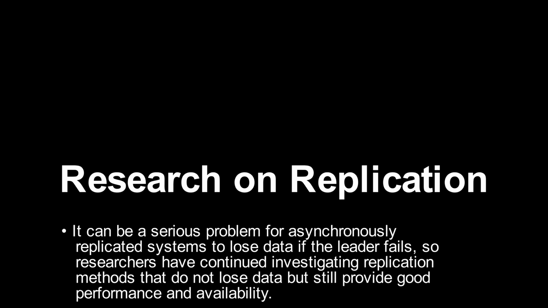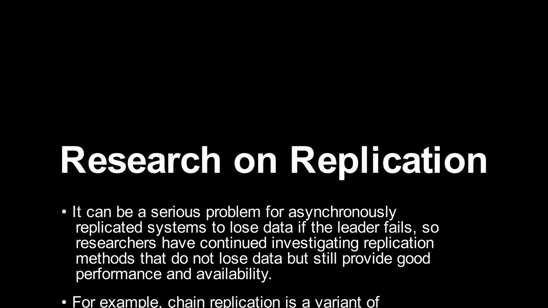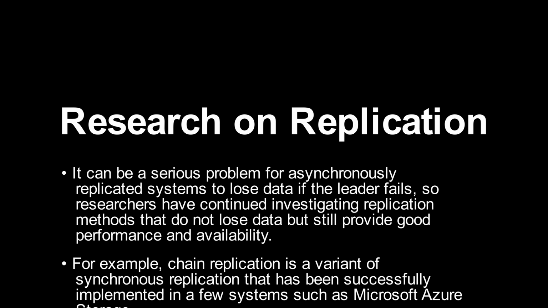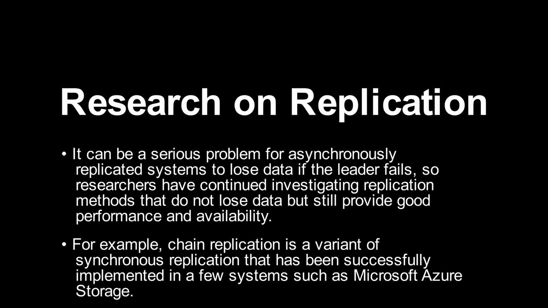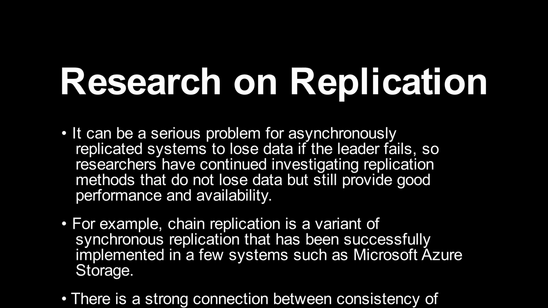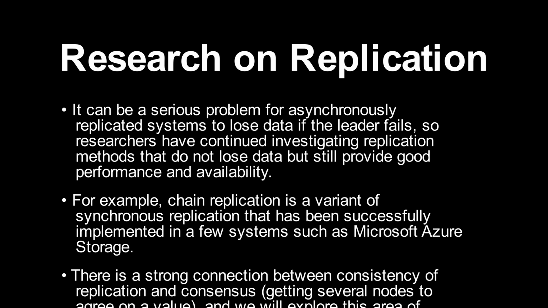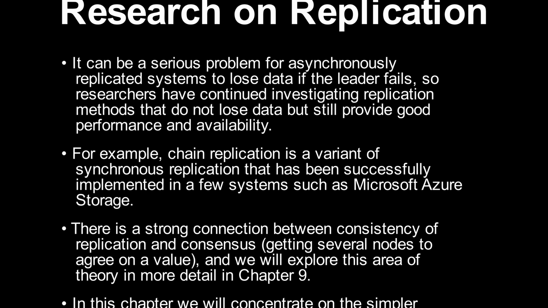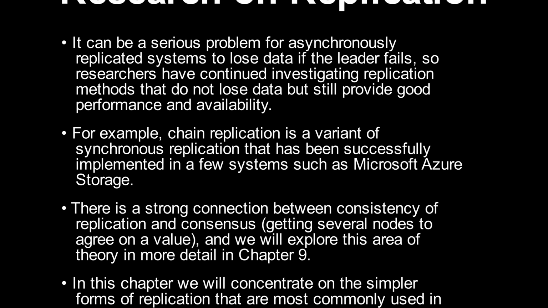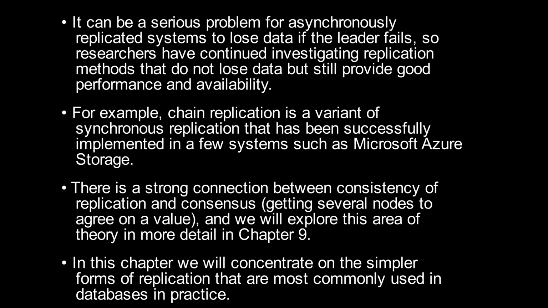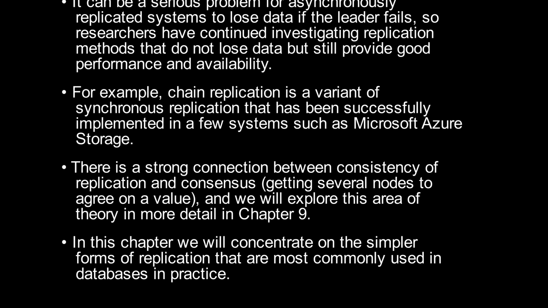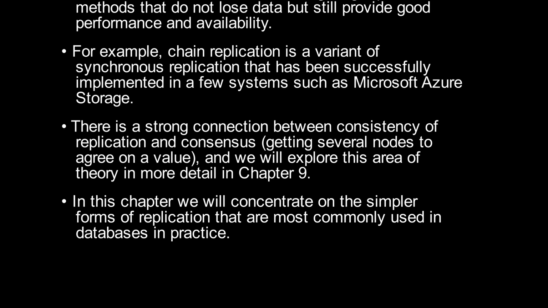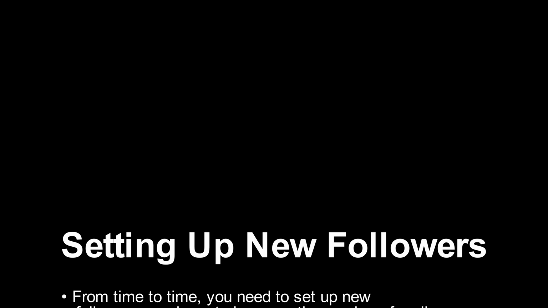Research on replication. It can be a serious problem for asynchronously replicated systems to lose data if the leader fails, so researchers have continued investigating replication methods that do not lose data but still provide good performance and availability. For example, chain replication is a variant of synchronous replication that has been successfully implemented in a few systems such as Microsoft Azure Storage. There is a strong connection between consistency of replication and consensus, getting several nodes to agree on a value, and we will explore this area of theory in more detail in Chapter 9. In this chapter we will concentrate on the simpler forms of replication that are most commonly used in databases in practice.